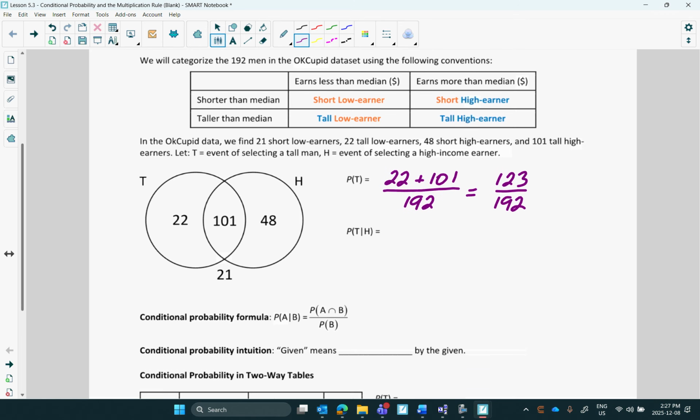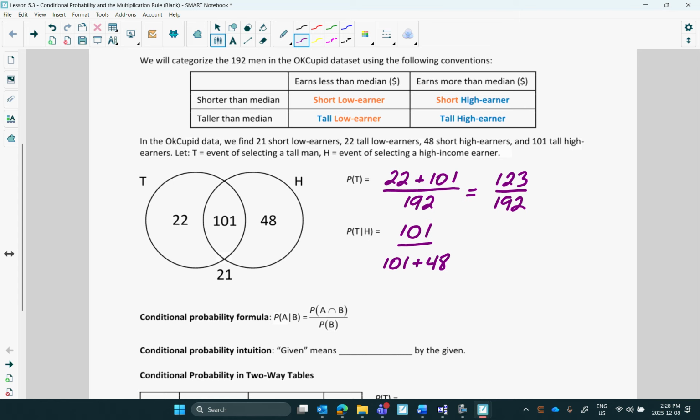Now this one you've got to be careful with. What is the probability of selecting a tall man given that he's a high earner? 101 out of 101 plus 48, or 149. Because this is the probability of tall and high earner out of the total number of high earners.